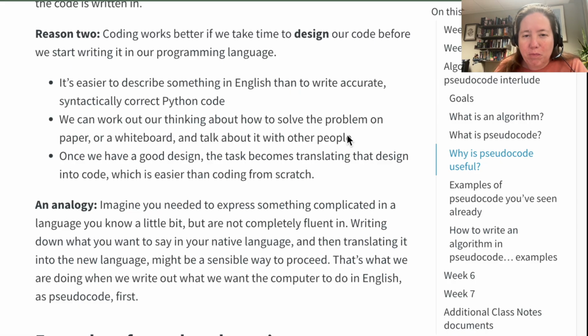So I have a couple of bullet points here, just to sort of talk about what you should be thinking about. It's easier to describe something in English than it is to write correct Python code. We can work out our thinking how to solve the problem without actually thinking about code. And once we've worked that out, then when we sit down to program, our task becomes translation. We're translating something we already have into Python, in our case, into our programming language. That's way easier than coding from scratch where you're trying to do the design and the coding all at once.